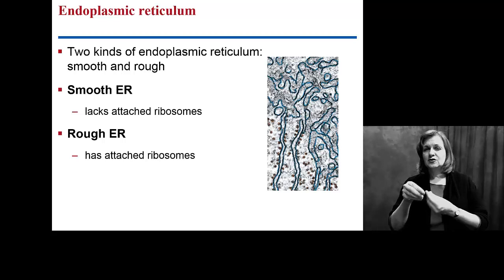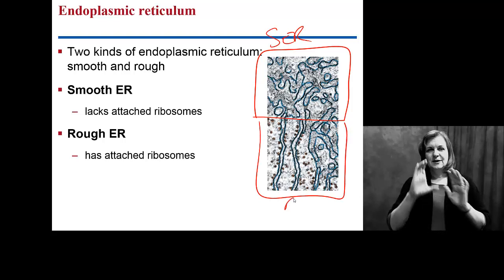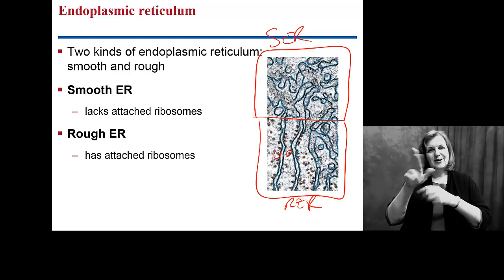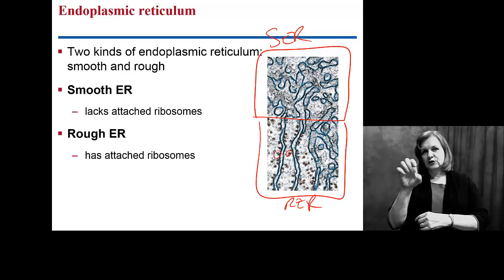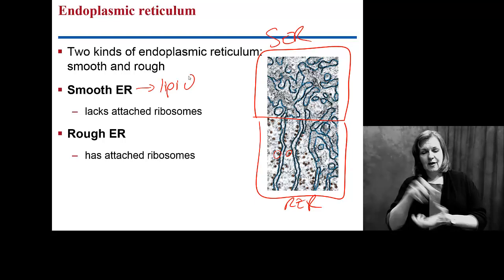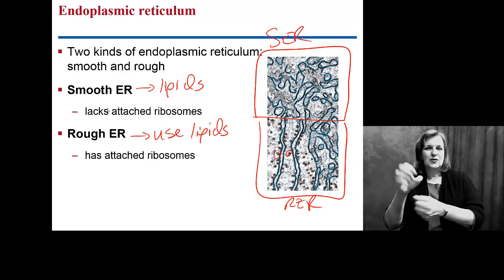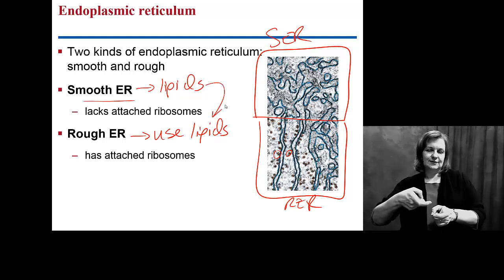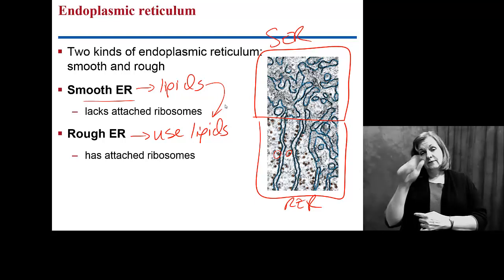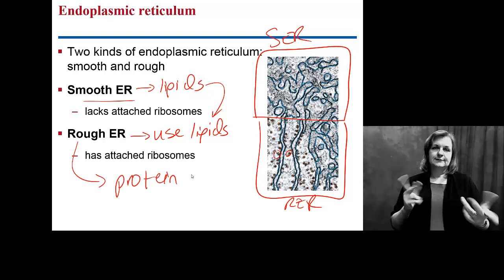So the difference between the smooth ER and the rough ER, you see here. The rough ER has the ribosomes, the smooth ER does not. They are connected primarily because the smooth ER is going to produce lipids and the rough ER is going to use lipids a lot. So the smooth ER is actually providing the lipids to replace the ones used by the rough ER and producing lipids for the rest of things going on inside the cell. The rough ER's responsibility is protein production.